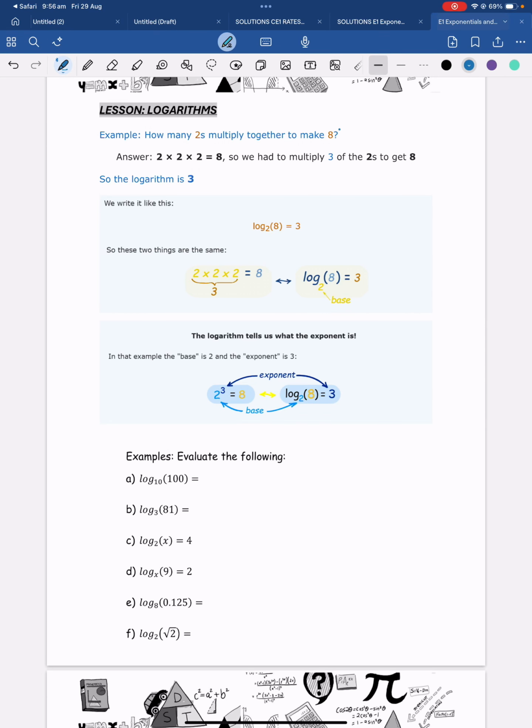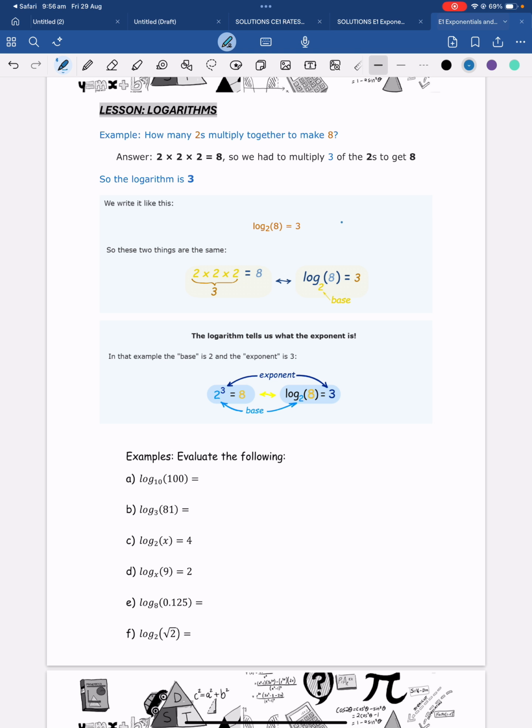Let's think about this example I said at the start of the notes. How many 2's multiply together to give 8? So we know 2 times 2 times 2 gives me 8. So we multiply 3 of the 2's together to get 8. So we call that the logarithm, or the log. The log is 3. How can we write it?